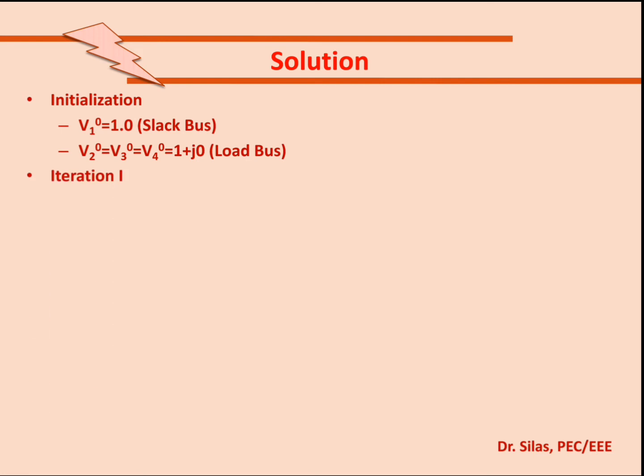So the first step is we have formed the admittance matrix. Second, we have done the initialization. Then we have to move on to iteration 1. Now here, in the first iteration, the first bus I am considering, V1^1 is equal to 1.06 plus j0. As this particular bus is a slack bus, the voltage will remain the same all through the iterations.